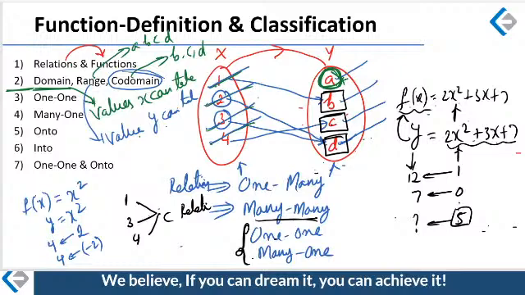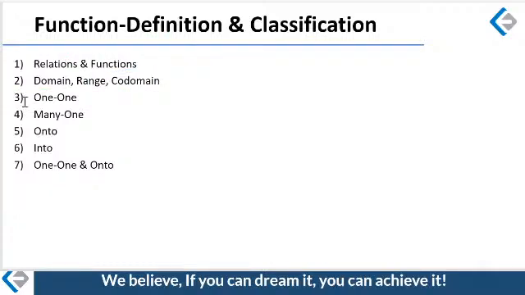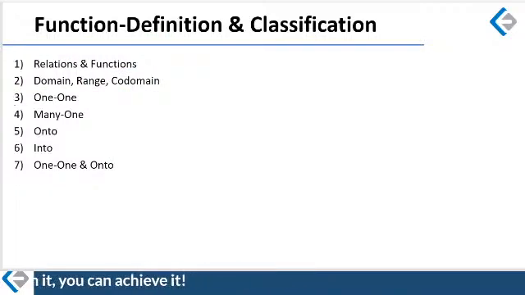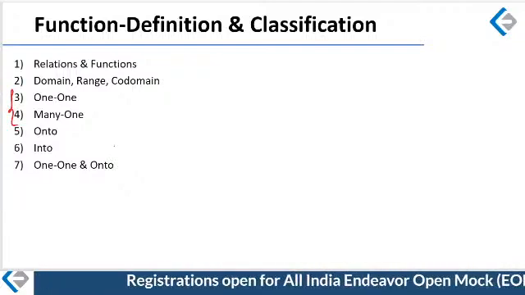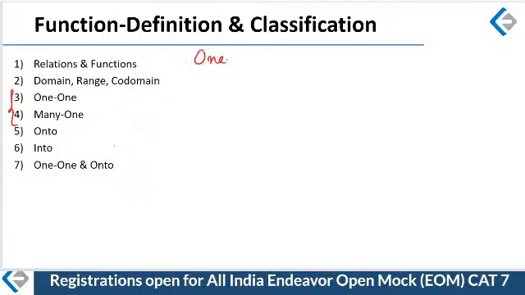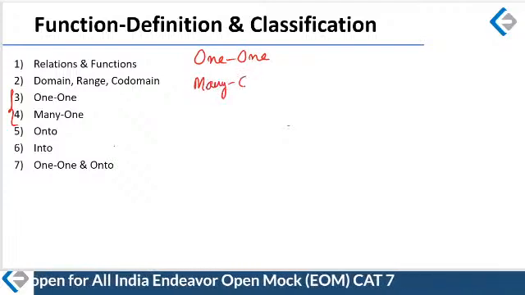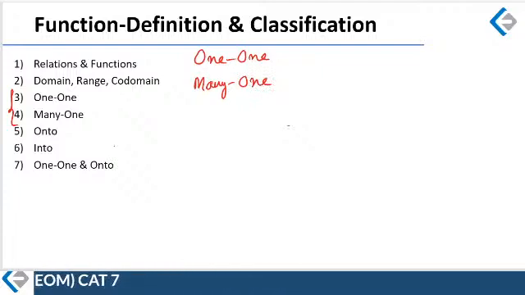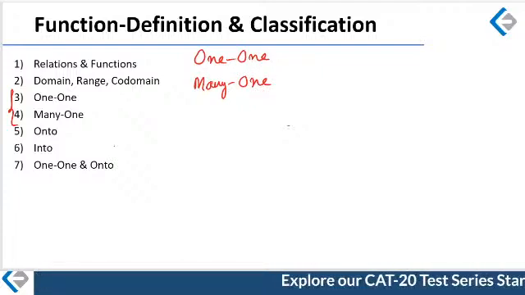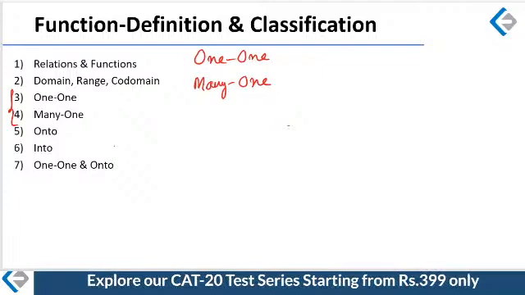Fine, let me come to the third point here. What is the first way of classifying functions? One-one and many-one. The first way of classification of functions is one-one functions and many-one functions. A given function should be either a one-one function or a many-one function. One of these has to hold. The given function has to be a one-one function, or the given function has to be a many-one function.